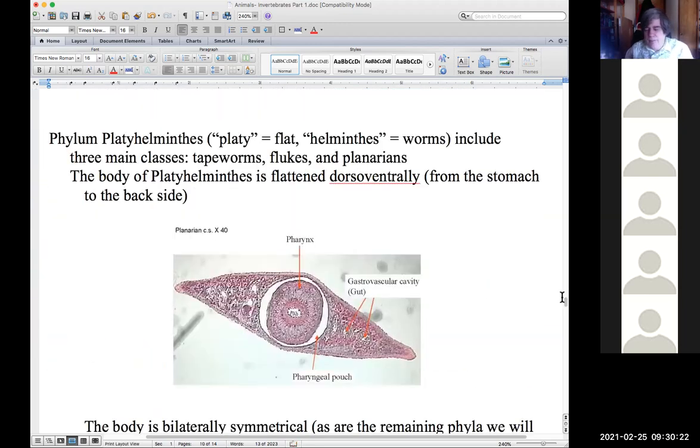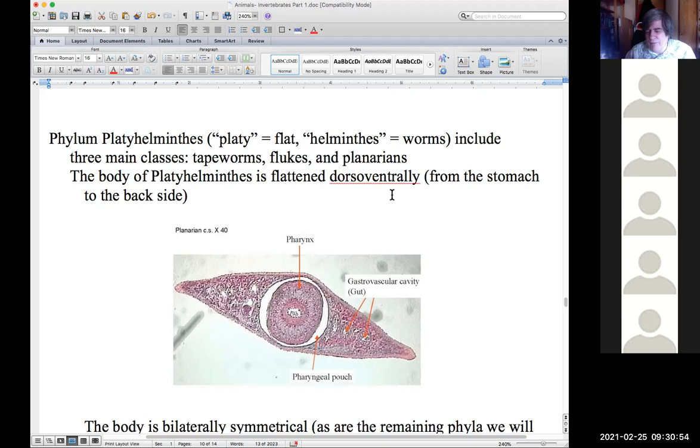Now we're going to end up looking at 3 different groups of worms. The first one we're going to look at is the platyhelminthes. Platy means flat, helminthes is worms. So these are literally the flatworms. And they include 3 main groups: tapeworms, which I think you've probably heard of, flukes, and planarians.